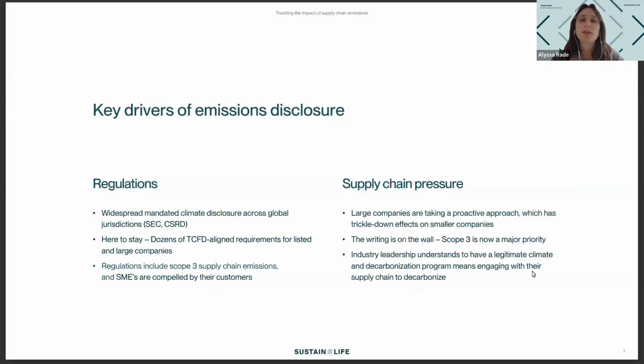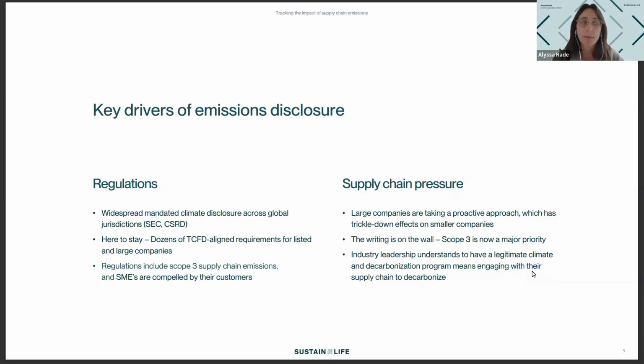So, when we think about the drivers of emissions disclosure, it's really important, I think, to really place a finger on the point that expectations around climate impact have changed. We're seeing a slew of regulation. 2023 saw incredible progress in mandated climate disclosure and sustainability disclosure across global jurisdictions.